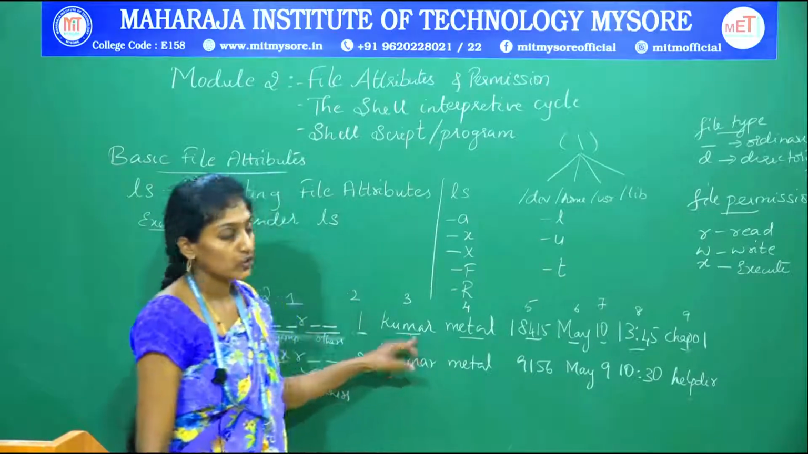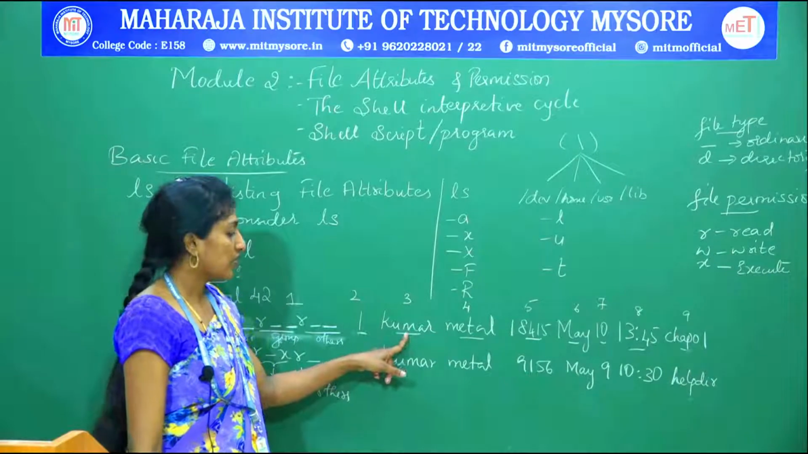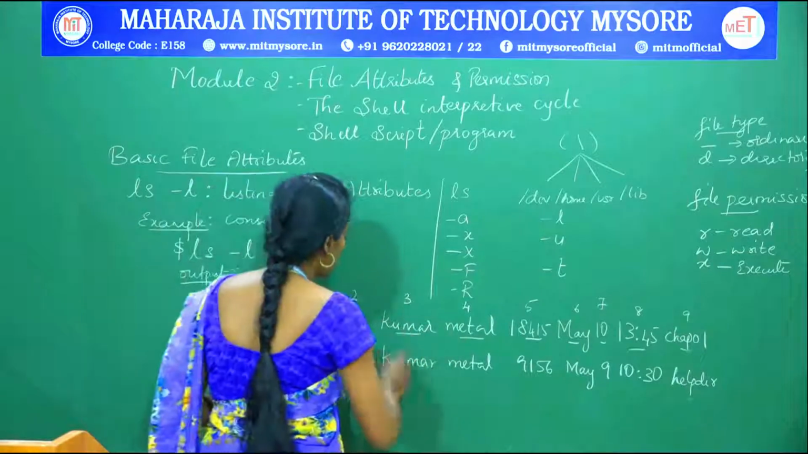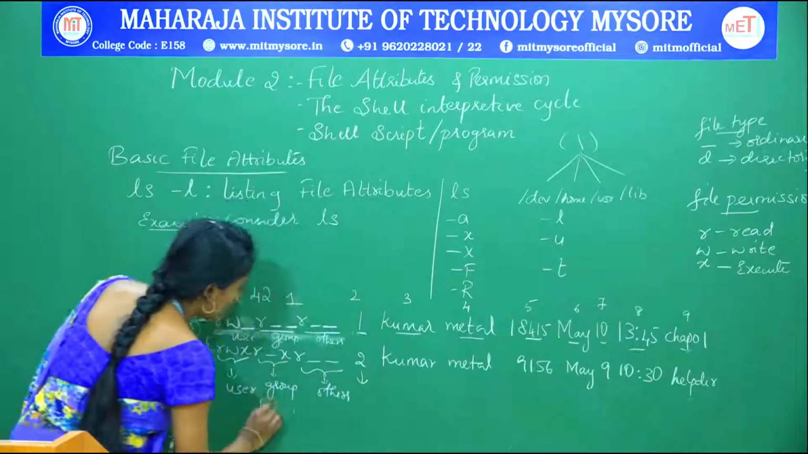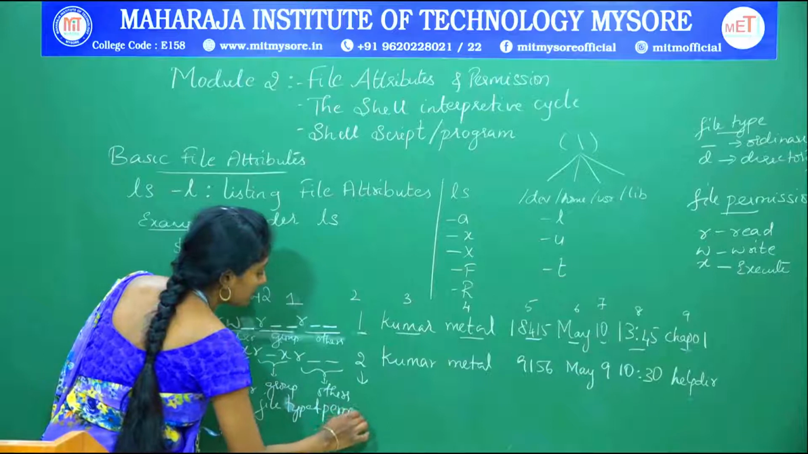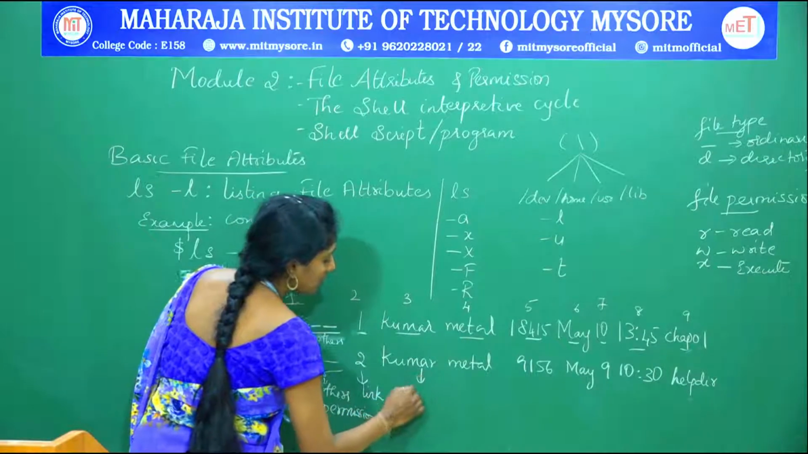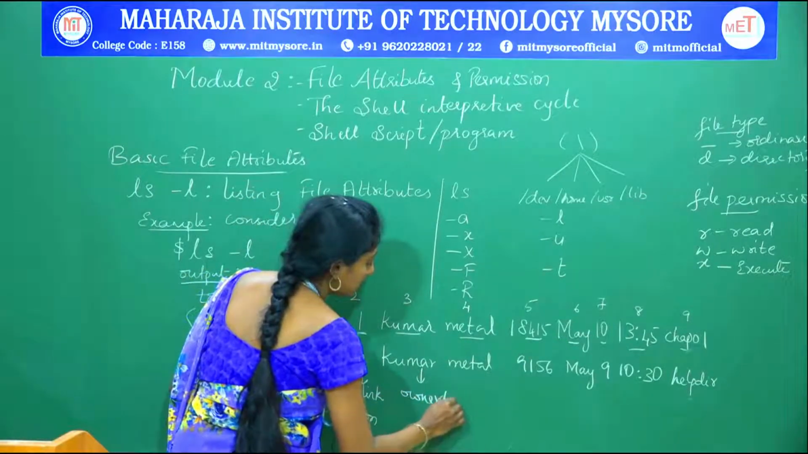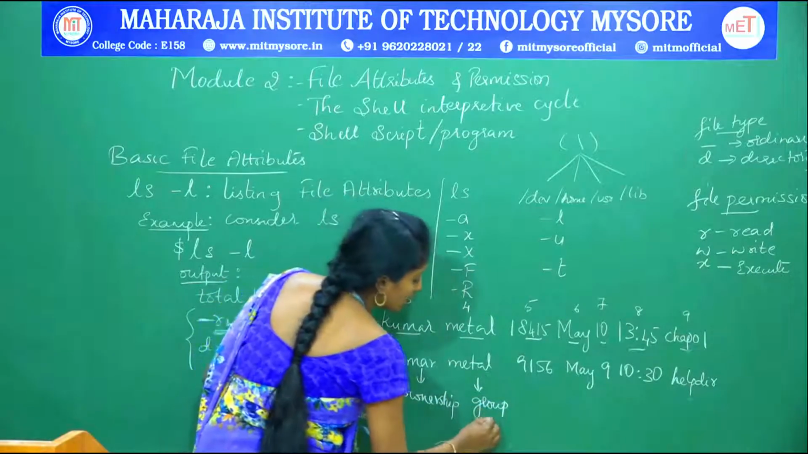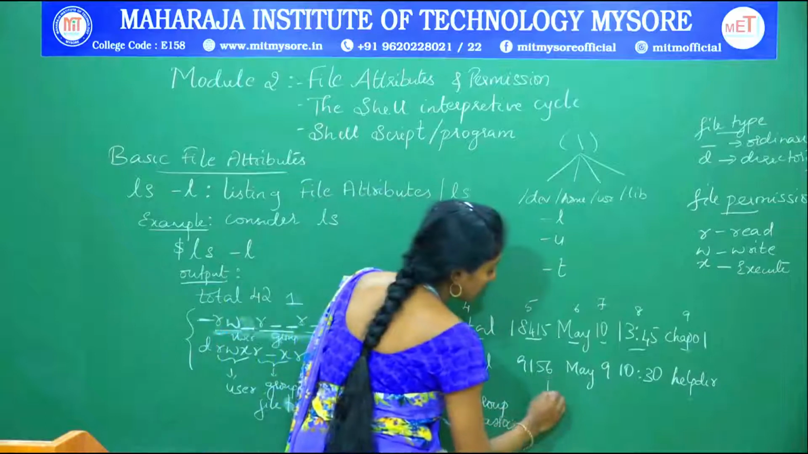So what is the third column of the output of this ls -l? The third column of the output is the ownership of the file. So here the owner of that particular file is Kumar. Okay, so the first column represents file type and permission, the second column represents link, and the third column represents ownership of the file. This represents the group associated with that file. This represents the file size.